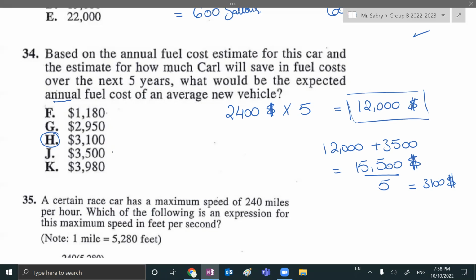So in 1 year, what was I supposed to pay? I'll divide this 15,500 by 5 to get each year, and I got it as 3,100. Is this clear? Yes, mister.